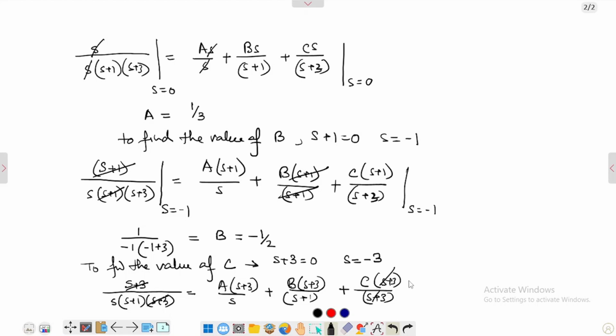So this will go away, and I will write down s equal to minus 3 here, and here s equal to minus 3. So I will plug the value s equal to minus 3, and remember, if I plug in the value minus 3, the b and a terms will vanish, and I will only have the c term left behind. So I will plug in the values of s like this: 1 divided by minus 3 minus 3 plus 1 is equal to c, and my value of c now becomes 1 by 6.